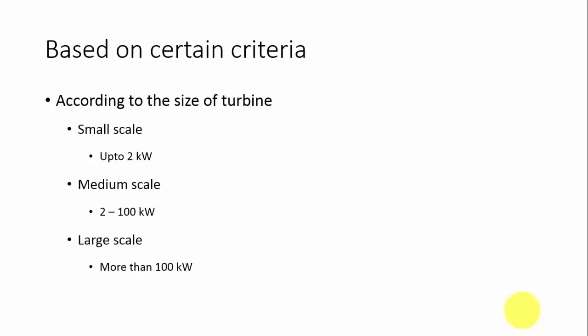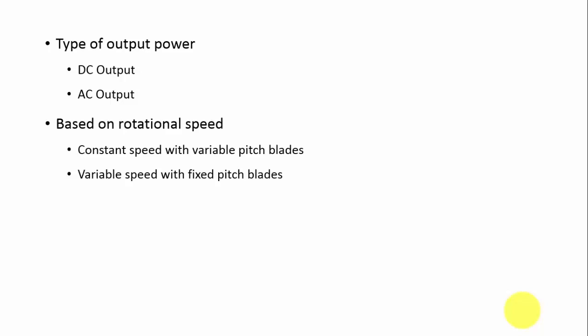So based on the size of the turbine, we can classify the turbines into three categories: small scale, medium scale and large scale. Then based on the type of output power, we can classify the turbines by DC and AC. Similarly, based on the rotational speed, some turbines rotate at constant speed with variable pitch in blades. Some turbines rotate with variable speeds with fixed pitch of blades. The pitch can be adjusted by rotating the blades.